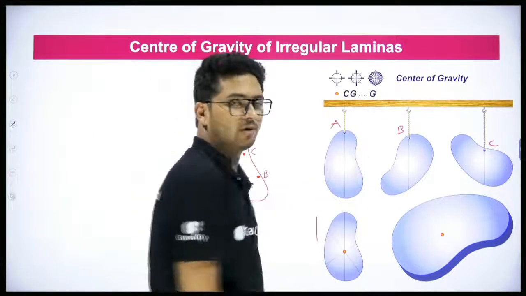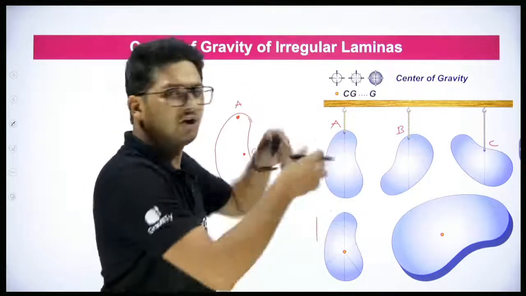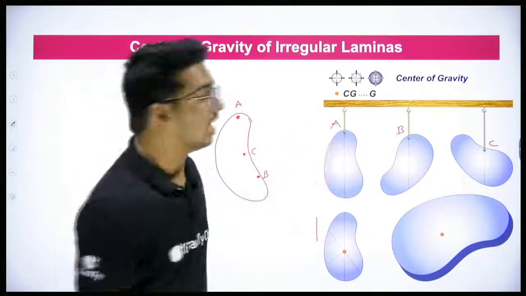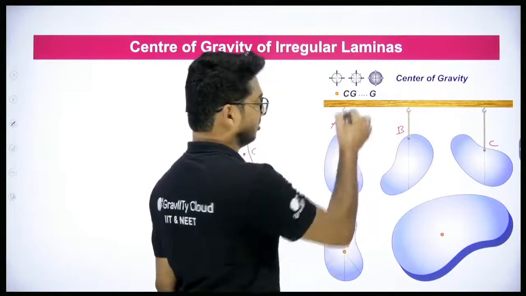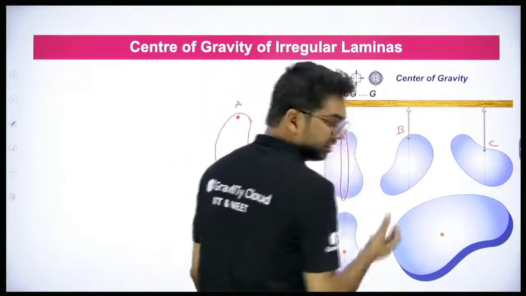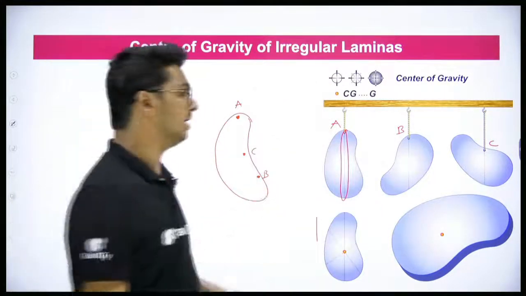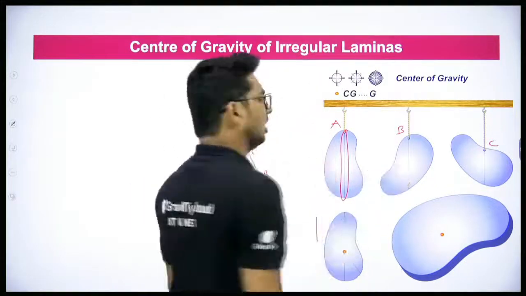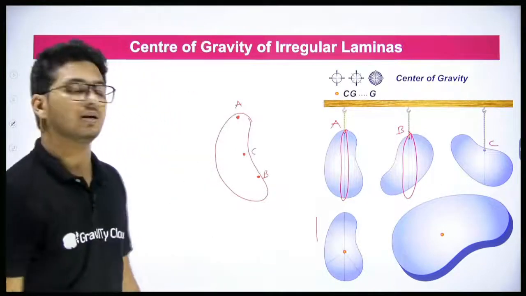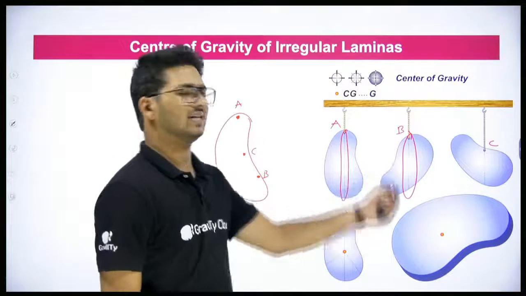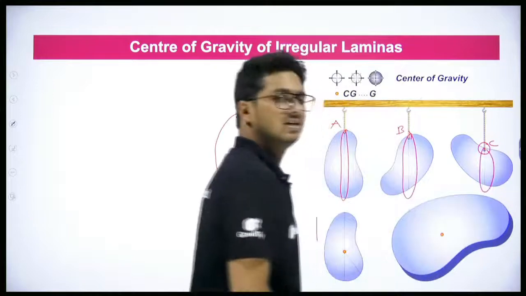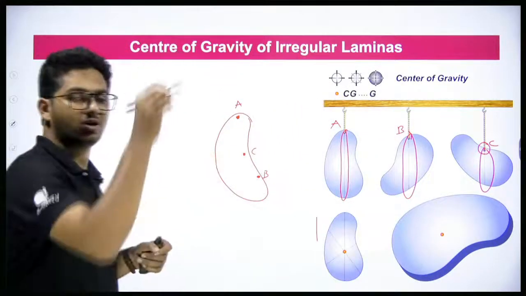First you suspend from point A. When you suspend from point A, that object will oscillate and finally settle down. When it settles down, draw a vertical line. Then at B, do the same thing. Remove the object, suspend it from another point, B. It will oscillate and finally settle down. When it settles down, again draw a vertical line. Remember, the line should be exactly vertical. Don't draw it left or right. Then do the same at C also. Suspend it at C, let it settle down, and draw a vertical line.